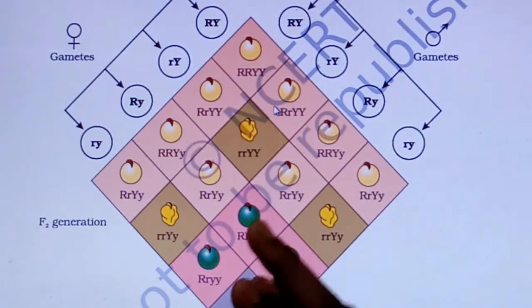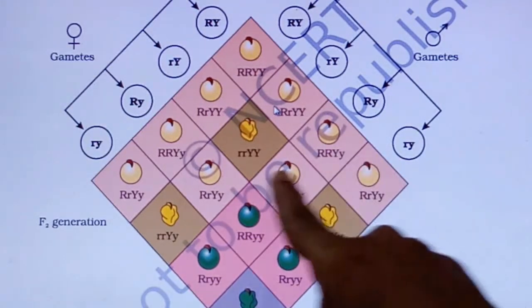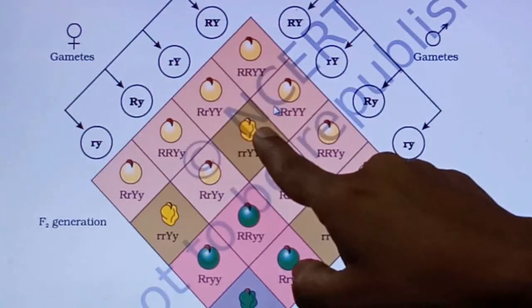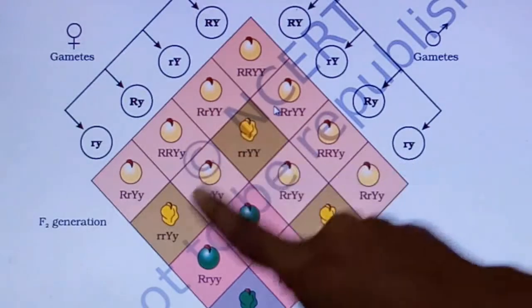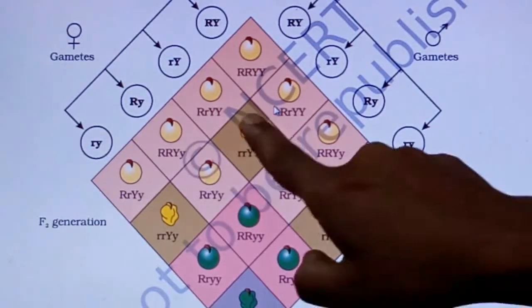Now the remaining 3 plus 3. In this big triangle, there is one square in between, and then 2 sides, one each. So 1, 2, 3.